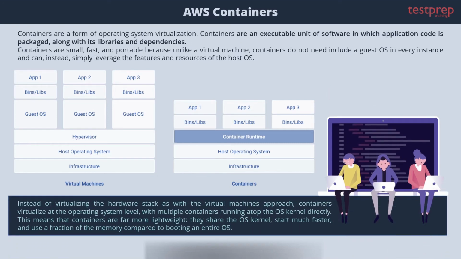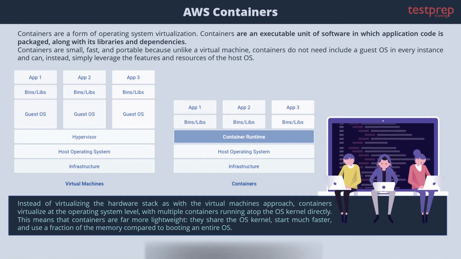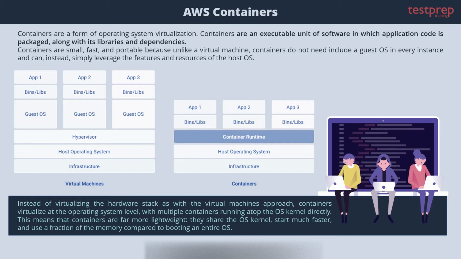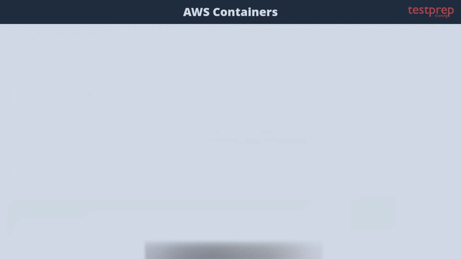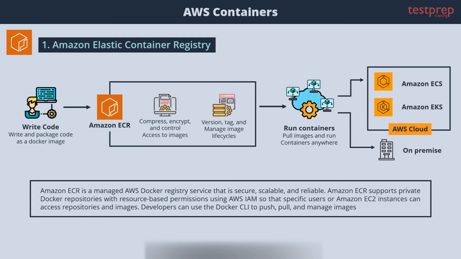Instead of virtualizing the hardware stack, as with the virtual machines approach, containers virtualize at the operating system level, with multiple containers running atop the OS kernel directly. This means that containers are far more lightweight. They share the operating system kernel, start much faster, and use a fraction of the memory, compared to booting an entire operating system.